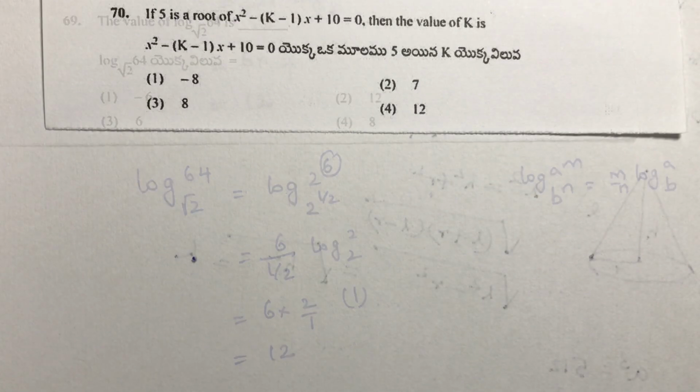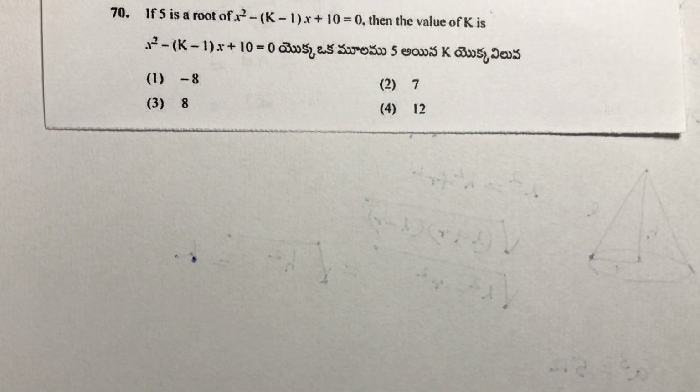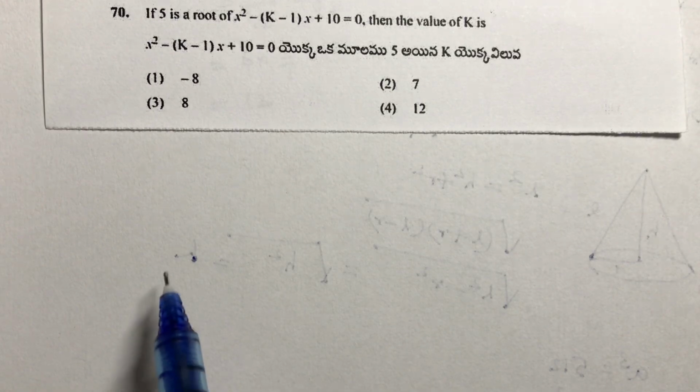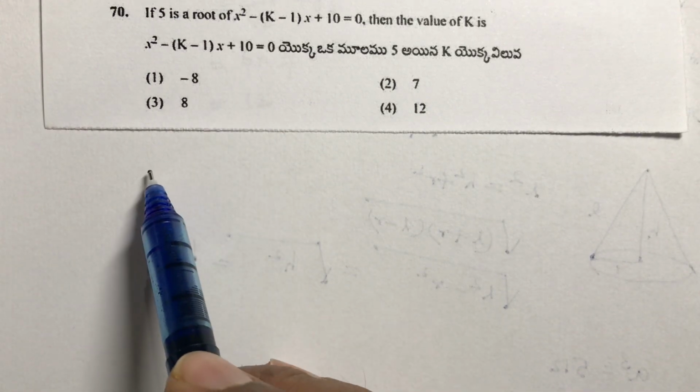Correct option is 2. 5 is a root of x square minus k minus 1 into x plus 10 equals 0. So 5 is a root, so in place of x directly substitute 5.